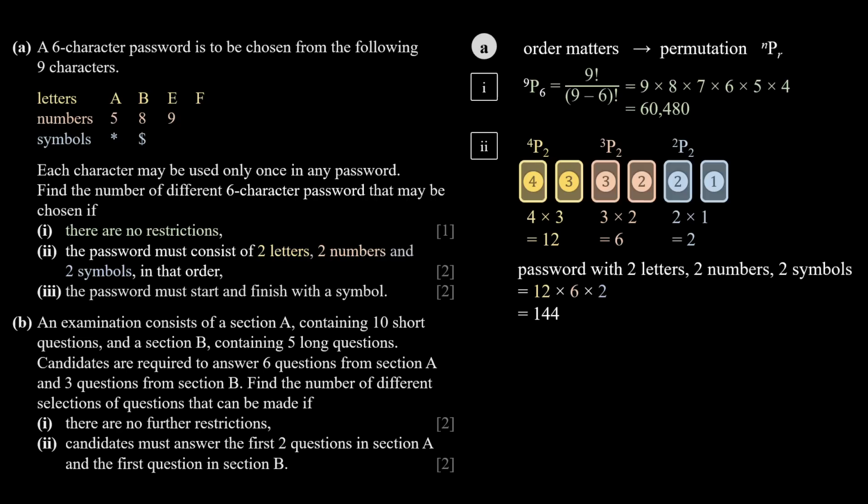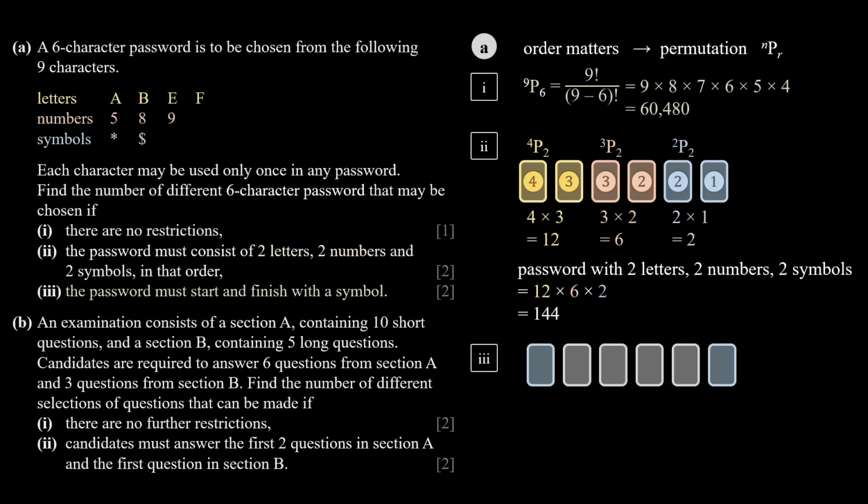Now, the password starts and ends with symbols. The first and last characters must be symbols, leaving 4 positions to be filled with letters or numbers. There are 2 symbols, and both must be used in a specific order. So, the number of ways to arrange them is 2P2. After using the symbols, we are left with 7 characters. We need to arrange 4 characters, and the order matters. Thus, we use 7P4. Multiplying gives 1,680.